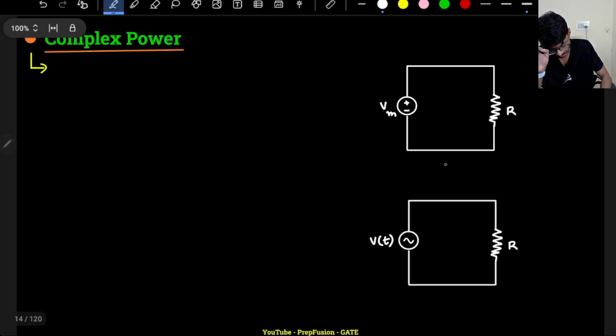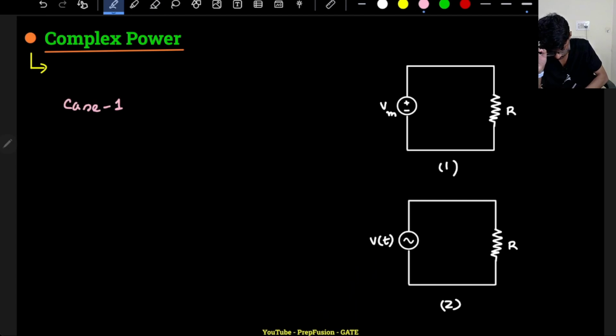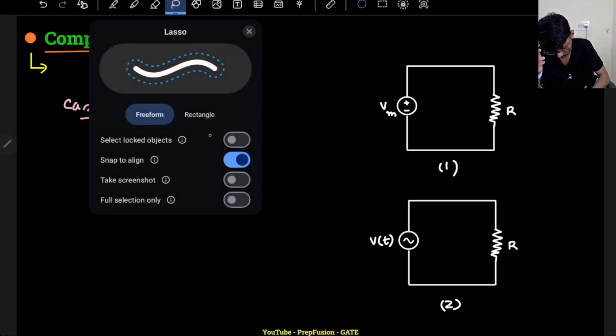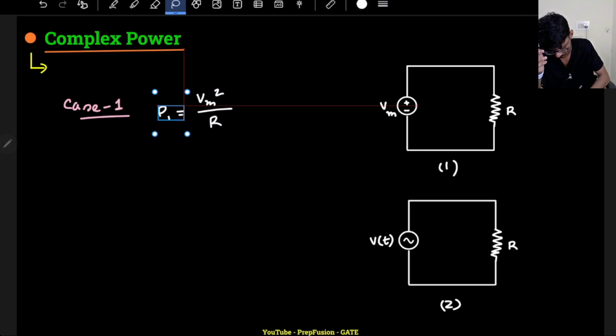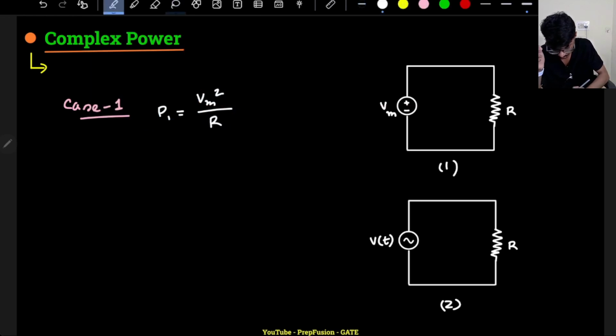So the power in case 1, this is case 1 and this is case 2. In case 1, power will be Vm whole square divided by R. Okay, Vm whole square divided by R. What about the power in case 2? Case 1 is very, very simple. What about the power in case 2?